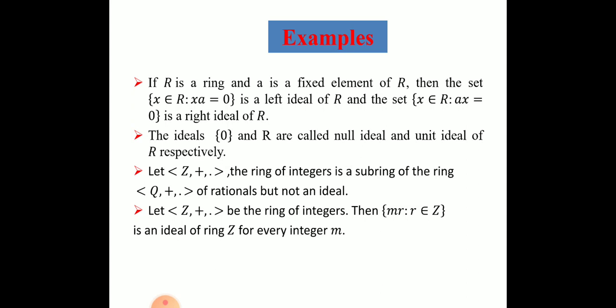And the next example, let's consider the ring of integers. But if we consider a set of multiples of M called MR, where R belongs to Z, then this will be an ideal of the ring Z for every integer M.